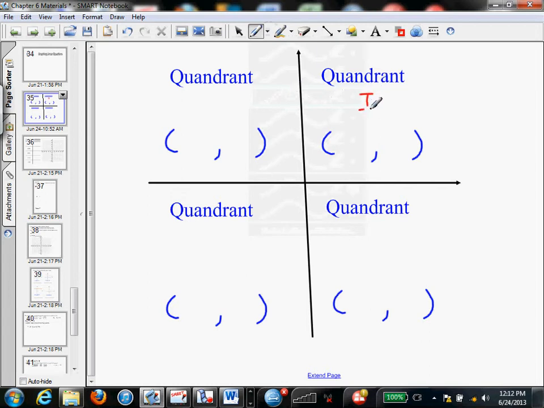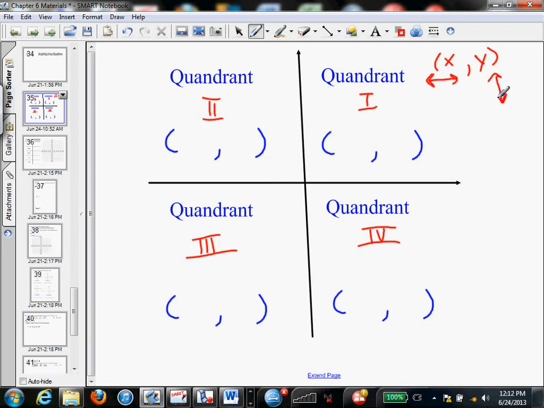Quadrants 1, 2, 3, and 4. Notice they are in Roman numerals and they move counterclockwise in the numbering. Okay, what's going to happen is you're going to be given a set of coordinates, x and y. And x values are the horizontal values, and the y's are the vertical values.